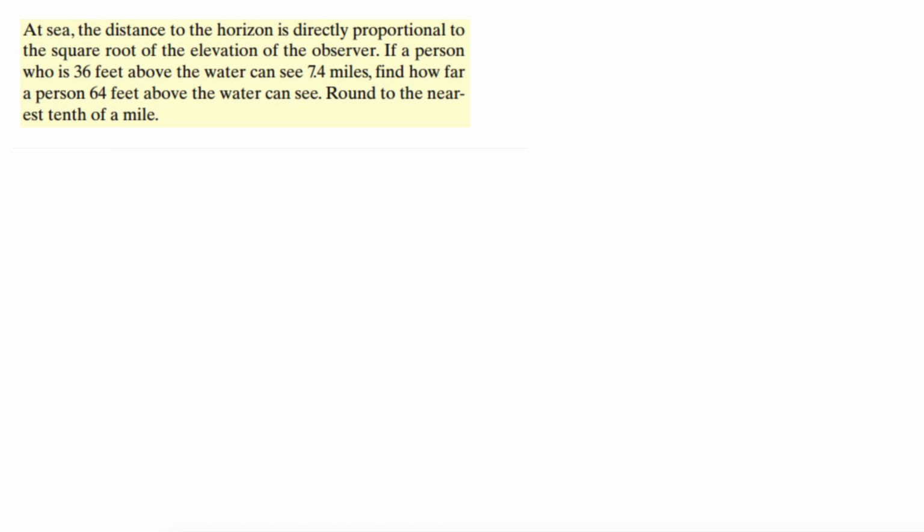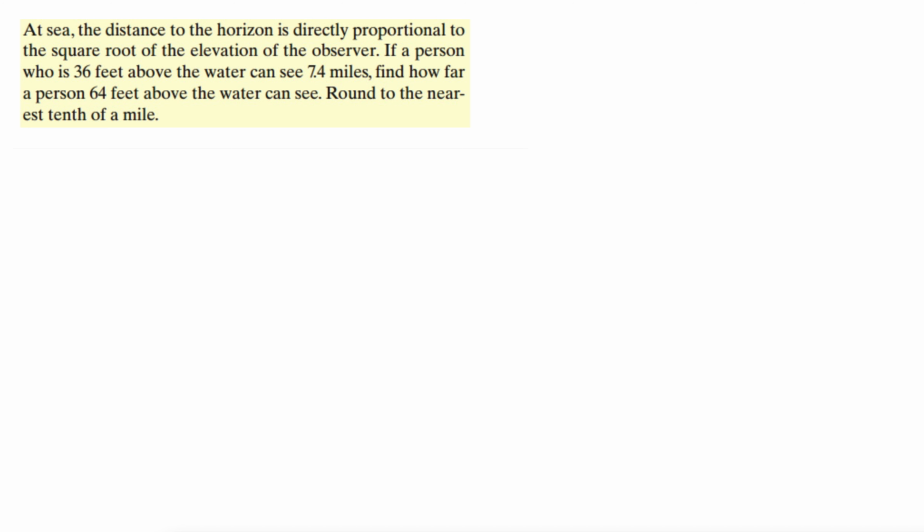This is an exercise involving variation. It says, the distance to the horizon is directly proportional to the square root of the elevation of the observer. If a person who is 36 feet above the water can see 7.4 miles, find how far a person 64 feet above the water can see. Round to the nearest tenth of a mile.